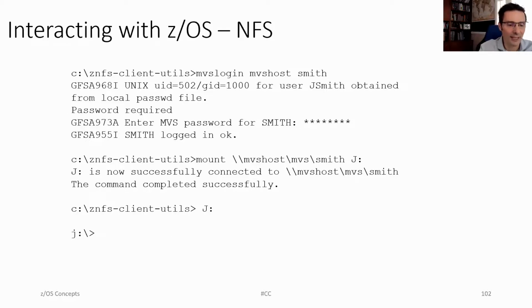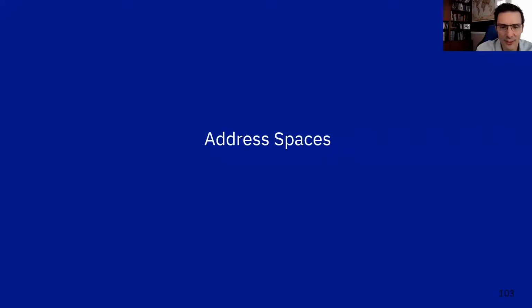And now when I do a list of the items on the J drive, this is Windows. So if I did a dir and hit enter, it's going to give me a list of the members inside a particular data set. So it's very cool. You can access the functionality and zOS files and data sets through a number of different means. Okay. We've talked enough about data interaction.